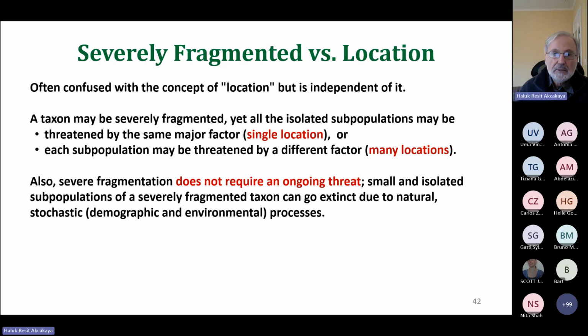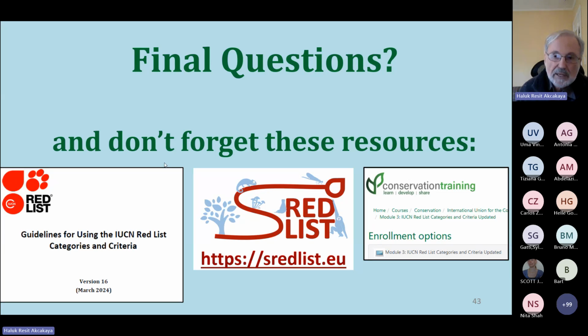Okay. I think that's it for questions on severe fragmentation and location. Thank you. Okay, so actually that's all I have, so we can go to all other questions. And by the way, don't forget these 3 resources.